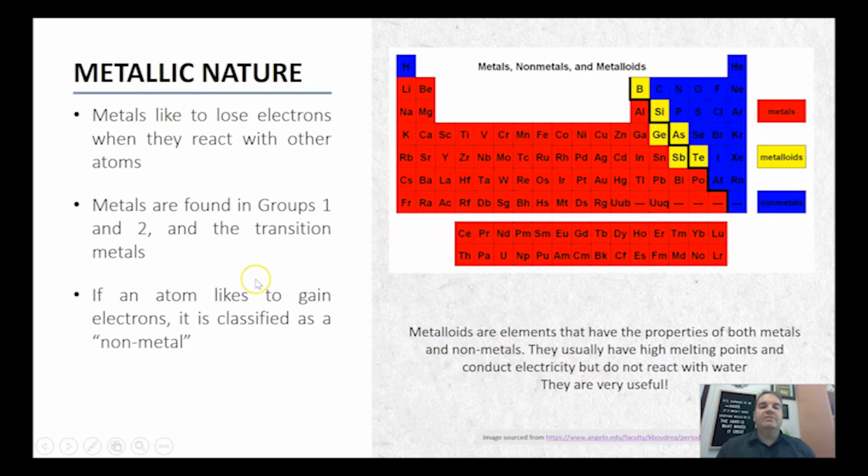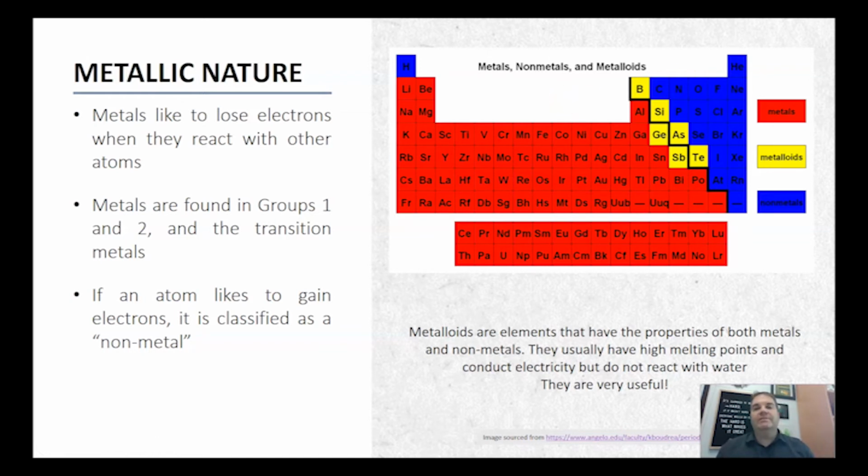If an atom likes to gain electrons, it's classified as a non-metal. All these blue ones over here, from carbon all the way down to radon and iodine, are non-metals. They like to gain electrons. So we normally have metals giving up electrons and non-metals gaining electrons, and that's how they form bonds.